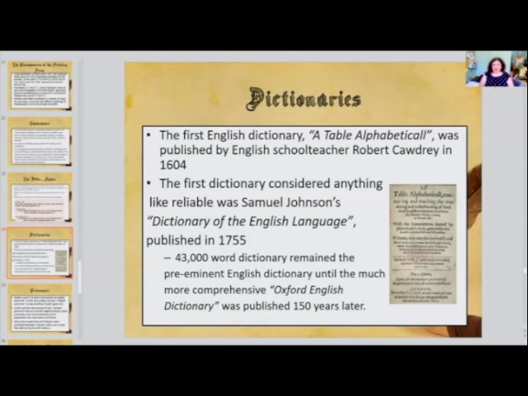In 1755, Samuel Johnson wrote what's considered to be the first kind of vaguely reliable English dictionary. It's called the Dictionary of the English Language. And it was 43,000 words, and it was considered the best English dictionary until about 150 years later, when we get a little something called the Oxford English Dictionary. Which is still considered the gold standard for dictionaries.